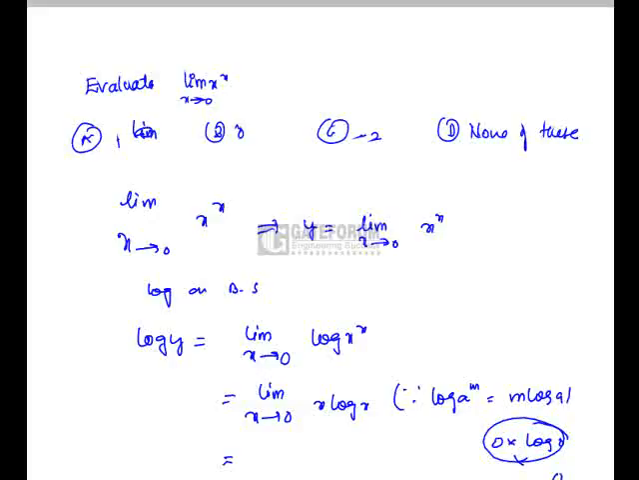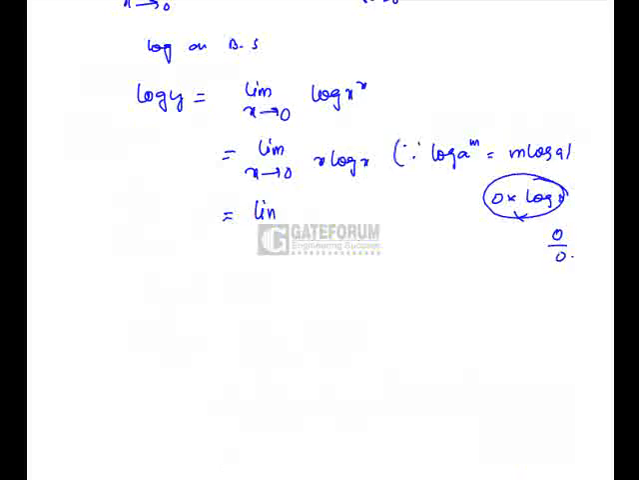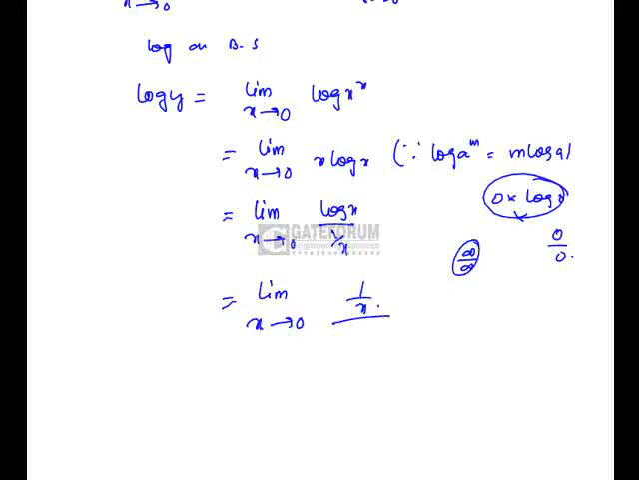So in order to convert it into the proper form, I'll write this limit as logarithm of x by 1 by x, so that it is in the form of infinity by infinity. Now we can use this L'Hospital rule. So let us differentiate the numerator and denominator separately. Differentiation of log x is 1 by x. Differentiation of 1 by x is minus 1 by x square.